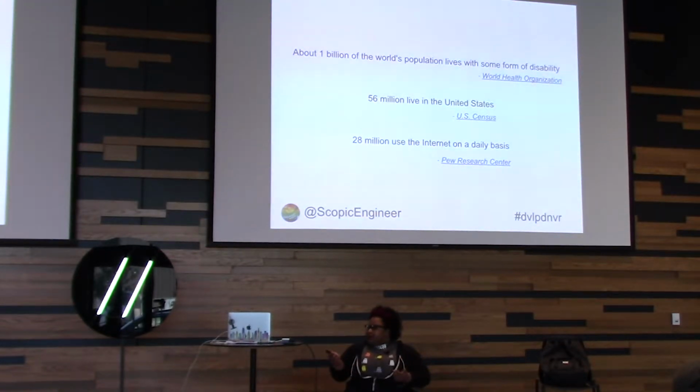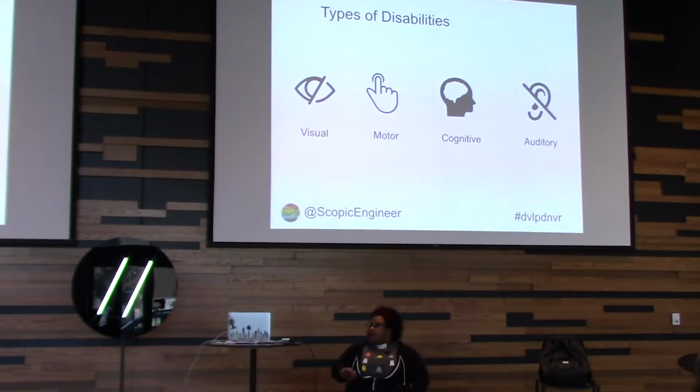So yeah, continuing on, I just want to give a little bit more context on the types of disabilities that users might have. So you have visual disabilities, that's someone with low vision or blindness.